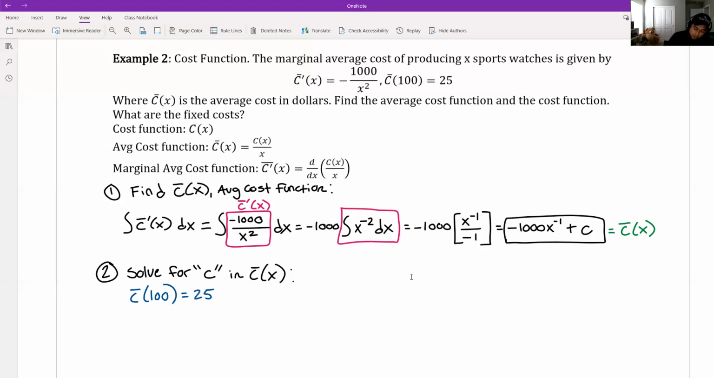So we know that c bar of x, so this is our clue, right? So c bar of x is what we just found. C bar of x is -1,000 x to the -1 plus c. So what we're going to do now is plug in this 100, plug it in for x. So we get c bar of 100 is equal to -1,000 times 100 to the -1 plus c.